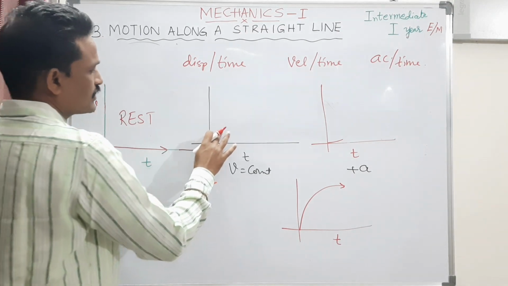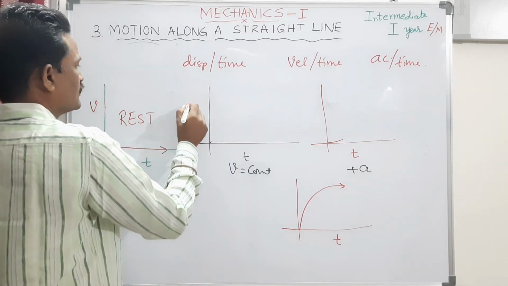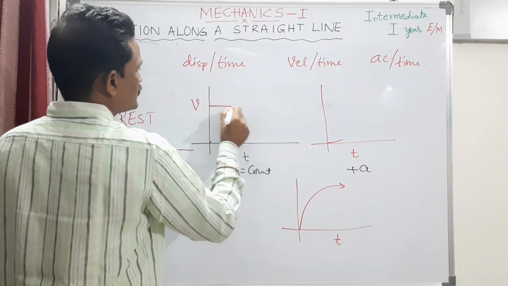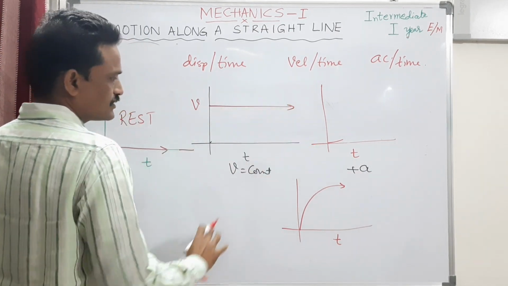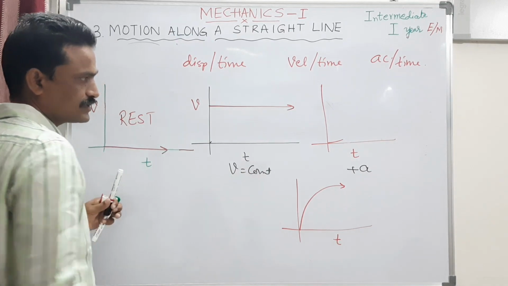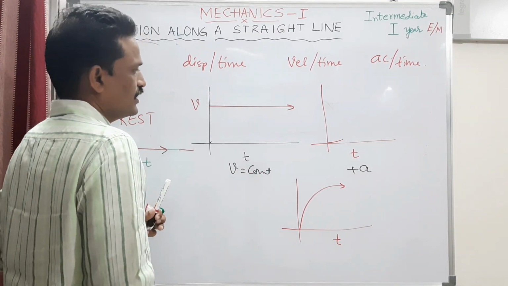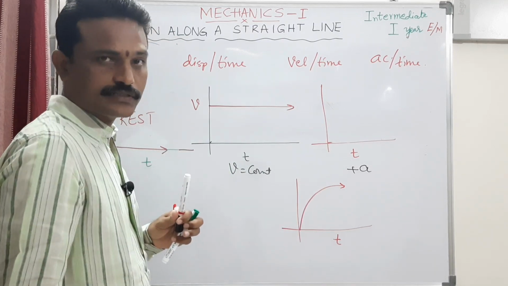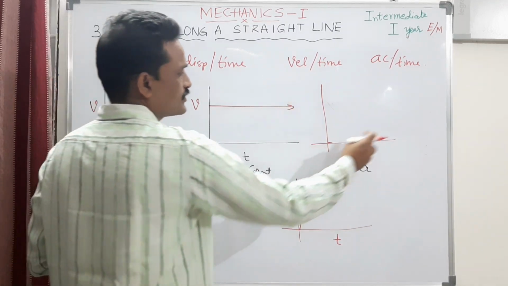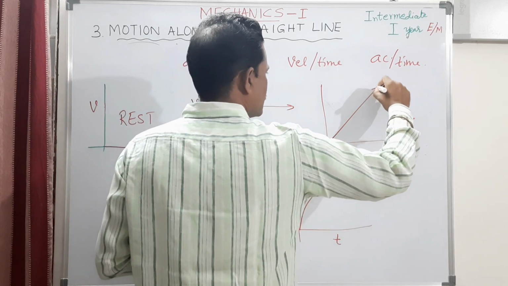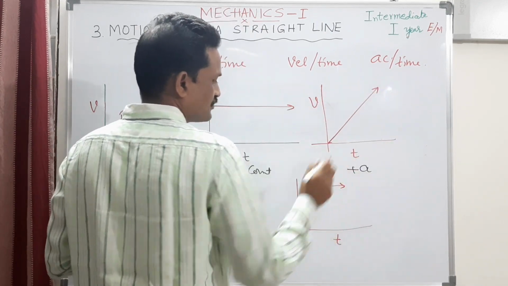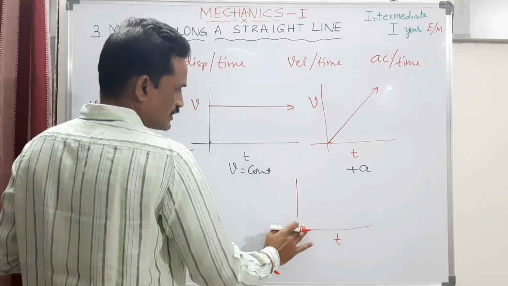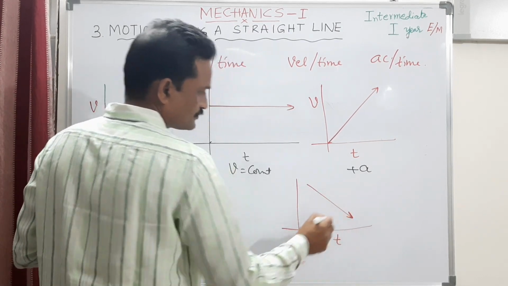Now v is constant. I am moving with 10 meters per second throughout my journey. There is no change in 10, so it remains constant. So it's a line parallel to the x-axis. If I have a positive acceleration, velocity gradually increases with time, so I will get a straight line like this. This is for positive acceleration. In the case of retardation, I will get a straight line with negative slope.